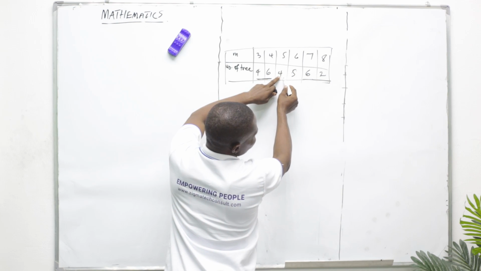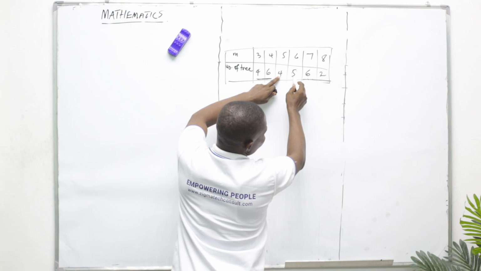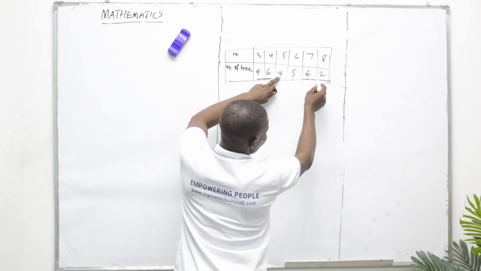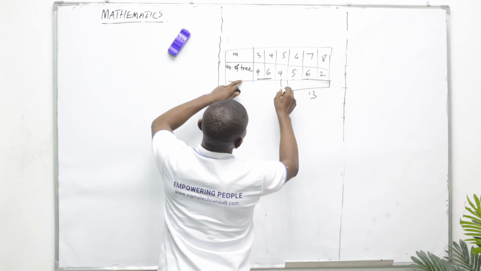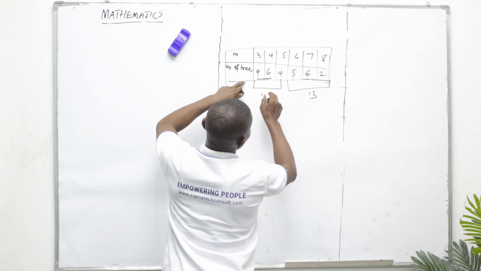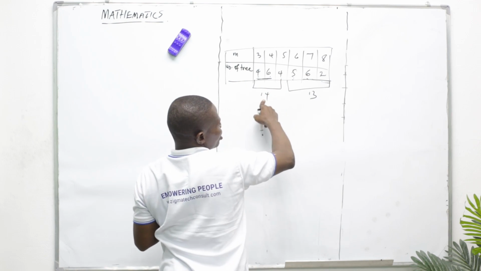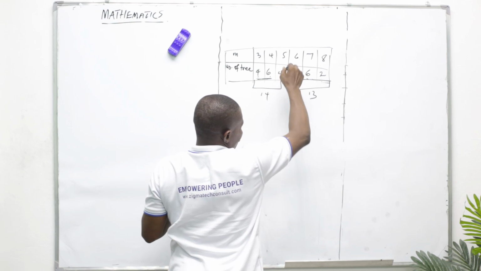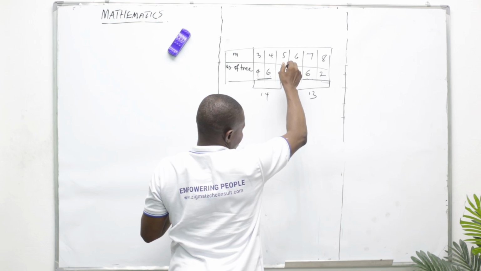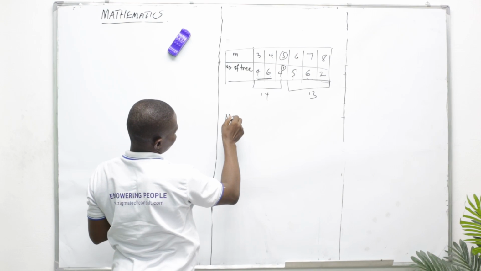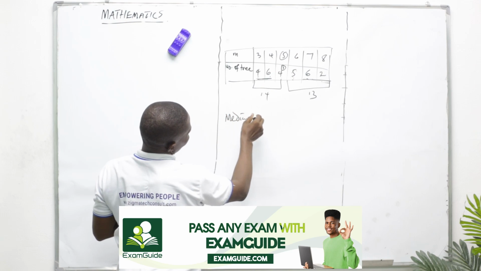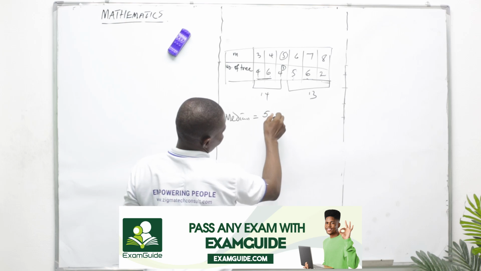If I remove this, if I add this 3 to this is 5 plus 6, 11 plus this. From here to here is what? 13. While from here to here is what? 14. Meaning this one is still greater than this by 1. Meaning one more number is remaining here. So who is that number? 5. So median now equals what? 5.